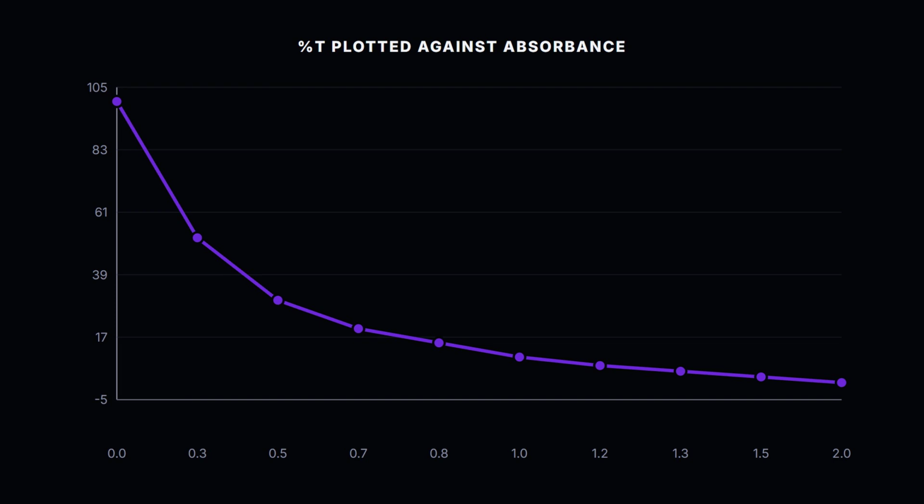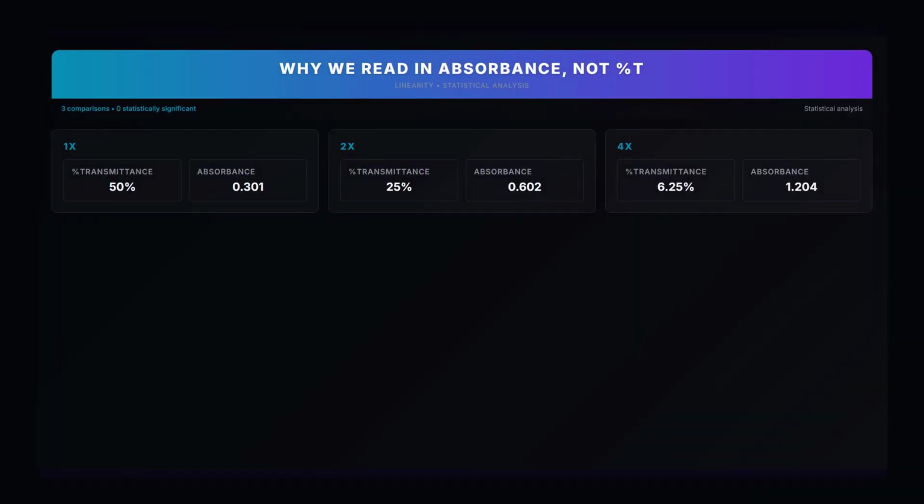Put the 2 scales side by side and the payoff of using absorbance becomes obvious. Absorbance rises in a straight line with concentration. That's what Beer's law promises. Transmittance falls off exponentially, which means equal steps in concentration do not produce equal steps in your raw signal.